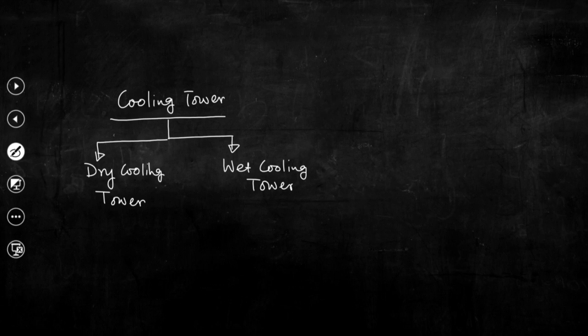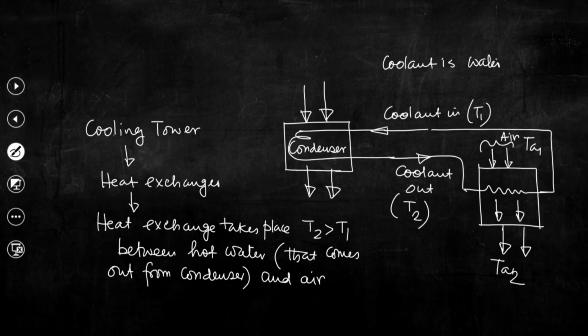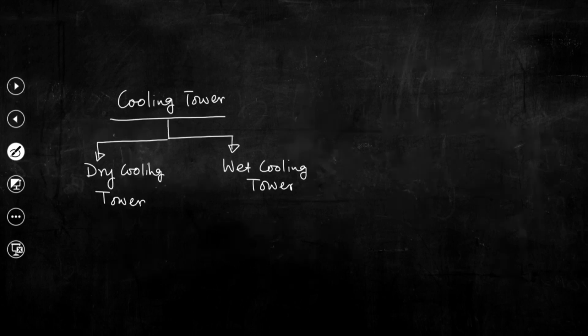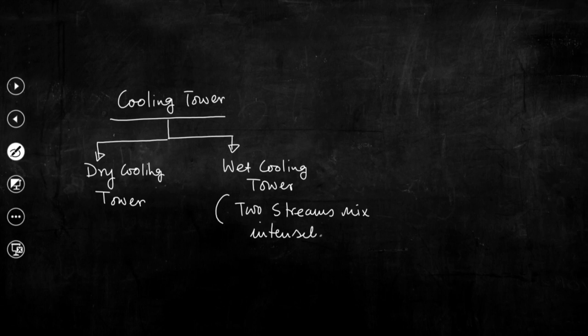Wet cooling tower, in which if we can see from this particular circuit that there are two different streams, one is hot water, another is ambient air. Now, if we allow these two different streams to mix intimately while heat exchange is taking place, then this type of cooling tower is known as wet cooling tower. So, basically in a wet cooling tower, two streams mix intensely.